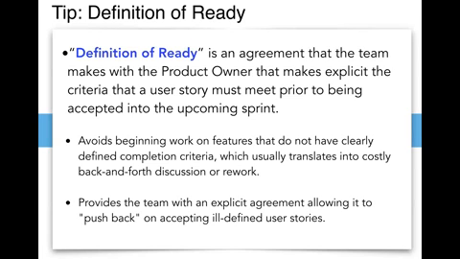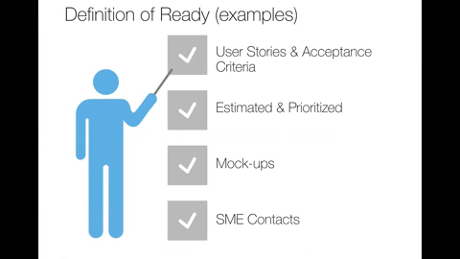And on this next slide, I give some examples of what the team might have said should be in their definition of ready. They have to have a good user story, maybe with some decent acceptance criteria. It should have been estimated and prioritized. They would require mock-ups, maybe SME contacts, right? UI, UX, diagrams, ER diagrams.